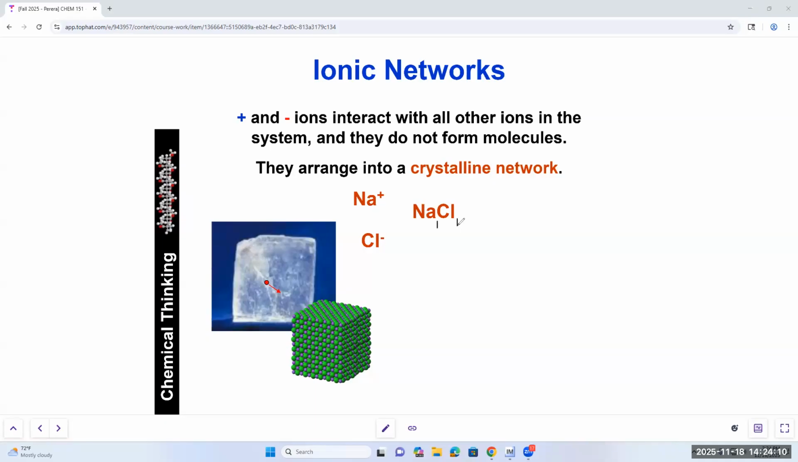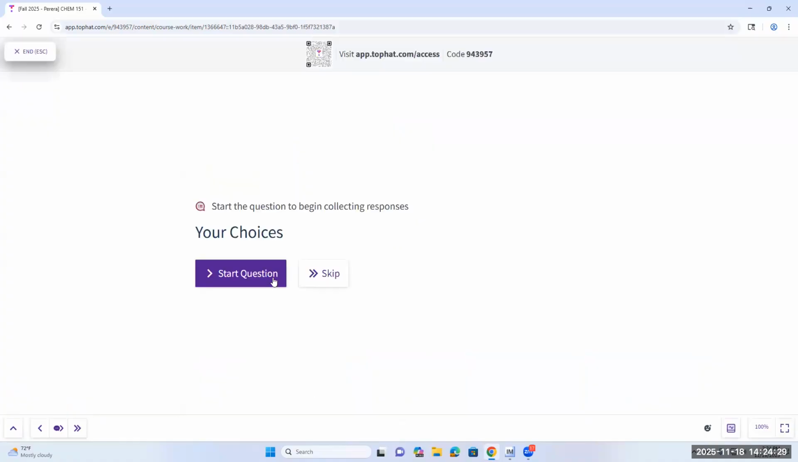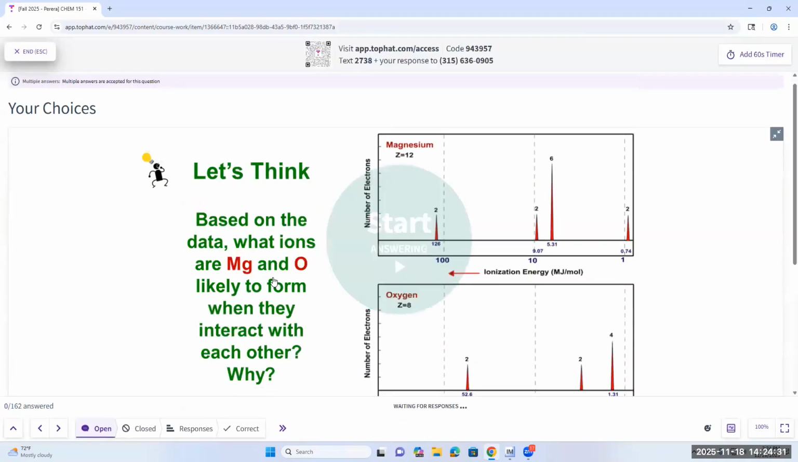Similarly, we saw magnesium oxide before, right? When we wrote magnesium oxide, magnesium is going to form 2+. We'll learn how to determine that. Now, let's determine the charges. Here are the electron spectra of magnesium and oxygen. Can you let me know the charges of each of these atoms in an ionic compound based on the electron spectrum? Go ahead.